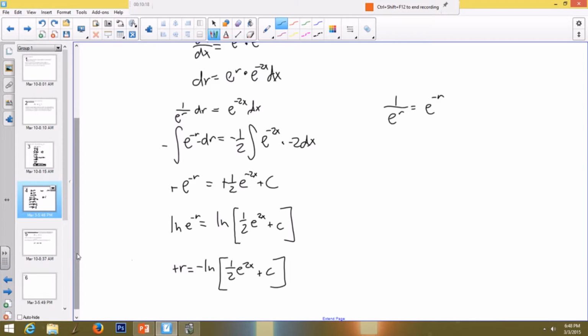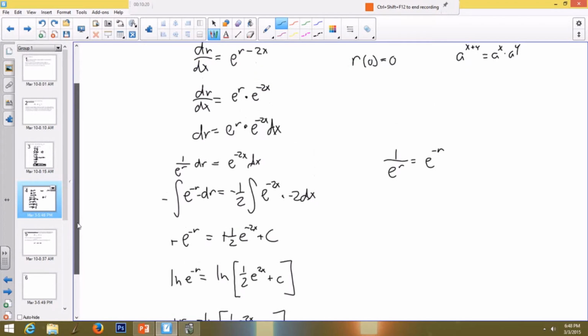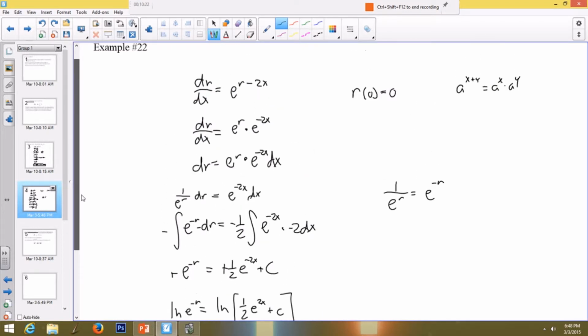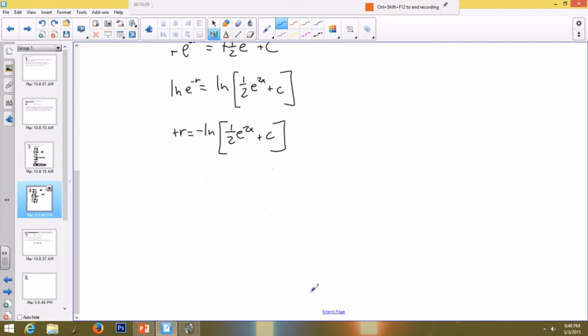Now, they want me to calculate a specific function, so when x equals 0, r equals 0. Right here we're talking about a particular solution. So if I let x equal 0, negative ln of 1/2 e to the 0 plus c. Well, what does that c have to equal?